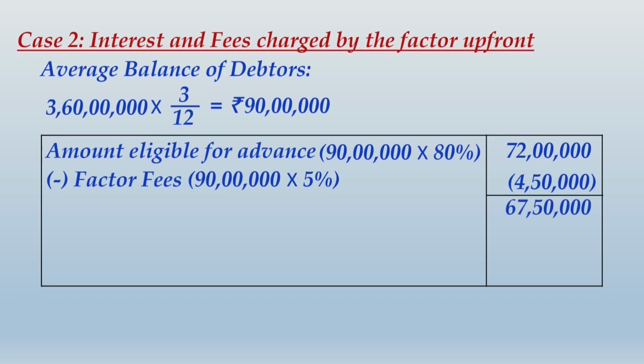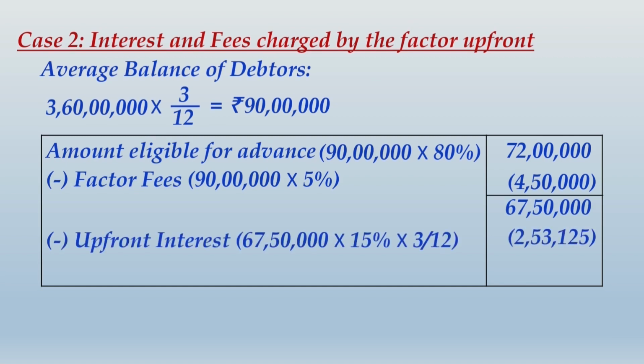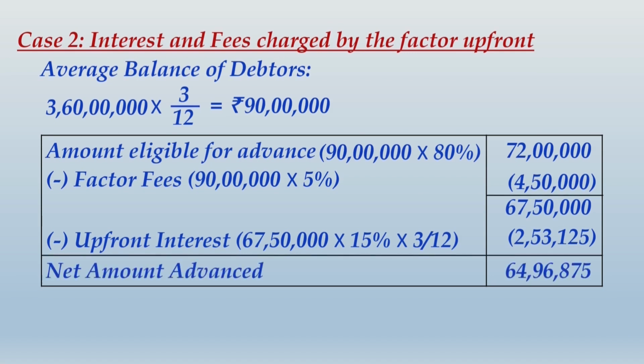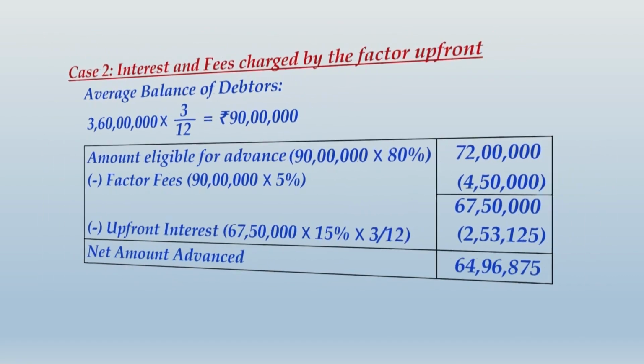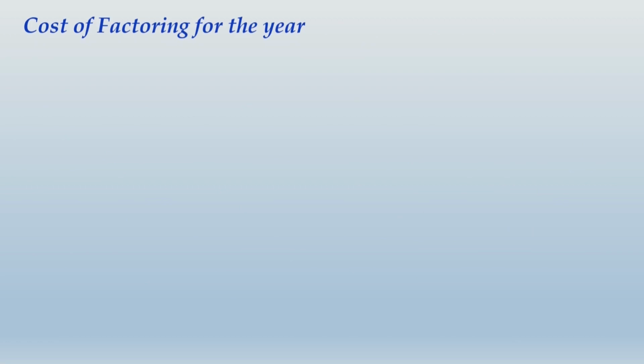Factor will first deduct the fees for that cycle, that will be 5% of 90 lakhs, 4 lakh 50,000, and for computing the interest the base will be 67 lakh 50,000, after deducting the upfront fees. Interest will be computed as 15% on 67 lakh 50,000 for 3 months, that is into 3 by 12, and that amount of interest comes to 2 lakh 53,125. After deducting this amount of interest, what you get is the net amount actually advanced, and that will be 64 lakh 96,875.